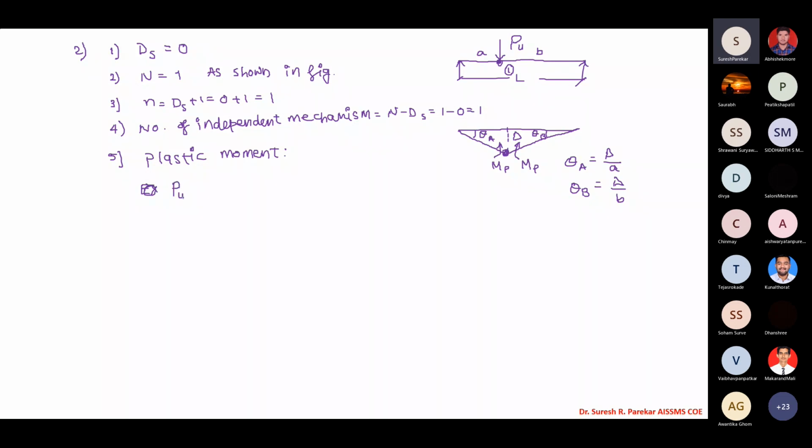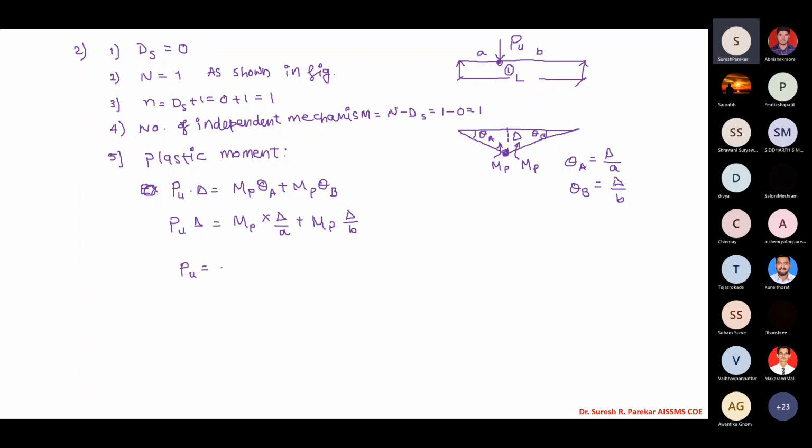So we have PU into delta is equal to MP theta A plus MP theta B. And then we will put PU into delta is equal to MP into theta A, delta by A, MP into theta B, delta by B. And then delta will be cancelled.